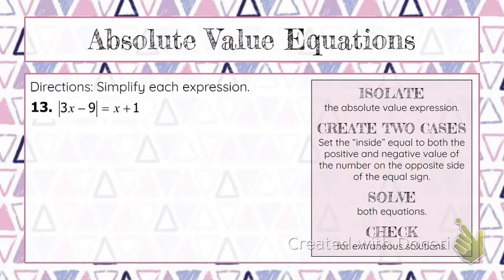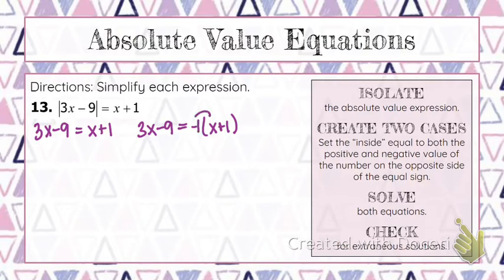Okay, we have two more problems. This one is already isolated, so that part's done for us. So let's go ahead and create two cases. We're going to have one case that's exactly how it is, and then the other case is the negative version, but this one has variables over there. So we have to have negative x plus 1. The whole right side has to be negative. So what we're going to end up doing is distributing this like a negative 1. And we'll get to that in a minute. We're going to start with the positive version.